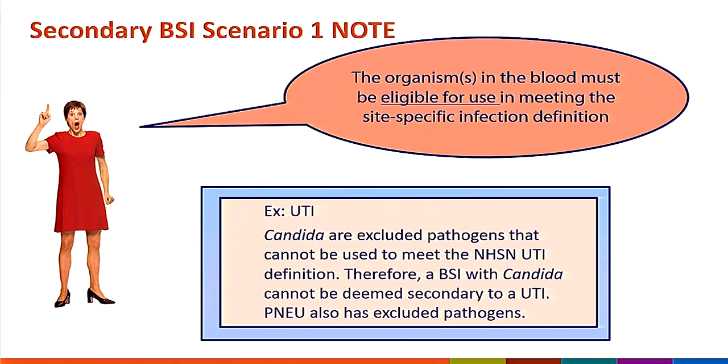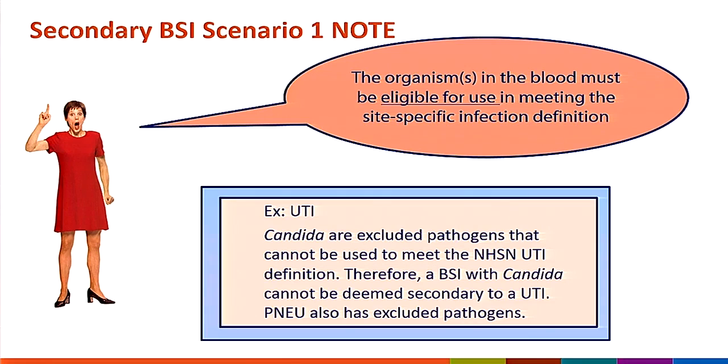Candida in the urine is usually accepted to be not necessarily a cause of infection, but oftentimes colonization in patients unless they're severely immunocompromised. And for that reason, among others, it's an excluded pathogen for UTI. So therefore, if a patient has a UTI and the only organism is Candida, then the patient actually will not meet the UTI definition, and therefore there could not be a secondary BSI to UTI with Candida.